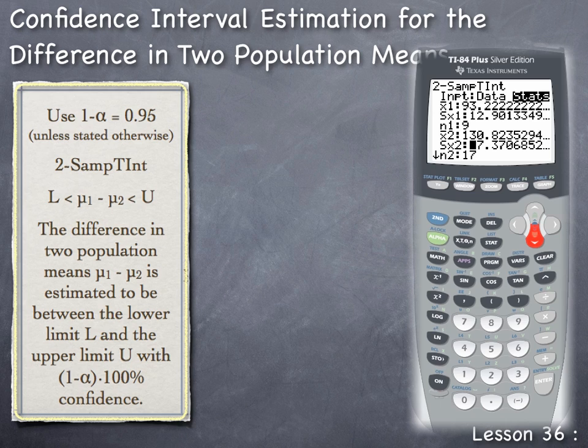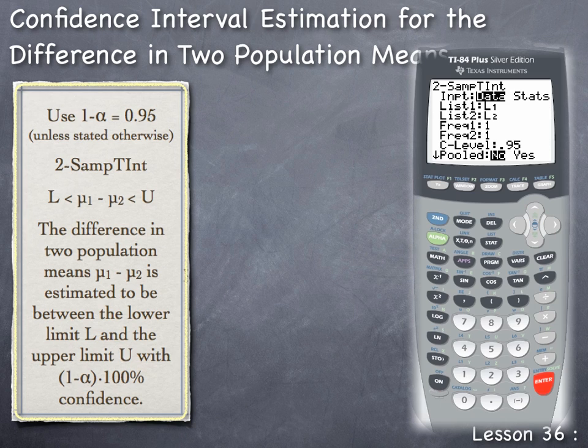2, sx2, and n2. Or we could actually have the actual sample data, which we've entered into two separate lists in the calculator. Here, with the cursor blinking on data, we would press Enter to have the input be data. Then we could down arrow, and for list 1, we denote which list the first sample was entered. For list 2, we would denote the list where we entered the second sample of data.